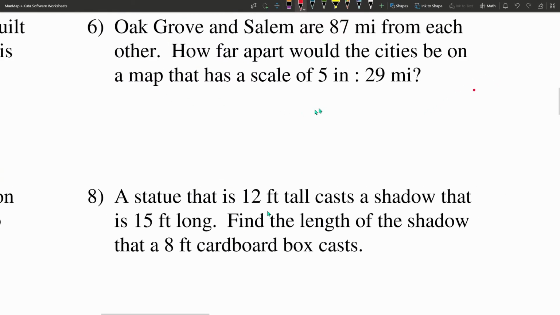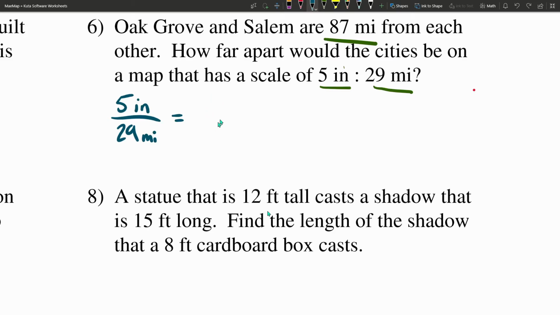Moving on to number 6, it says that Oak Grove and Salem are 87 miles from each other. How far apart would the cities be on a map that has a scale of 5 inches to 29 miles? So if we know that those two cities are 87 miles apart, how do you think we're going to set this up? Because what we're looking for is how far apart they are on the map, which is represented by inches. So I'm going to write my scale of 5 inches to 29 miles. And that's going to be equal to our unknown.